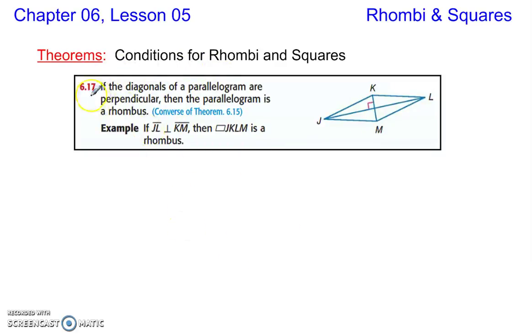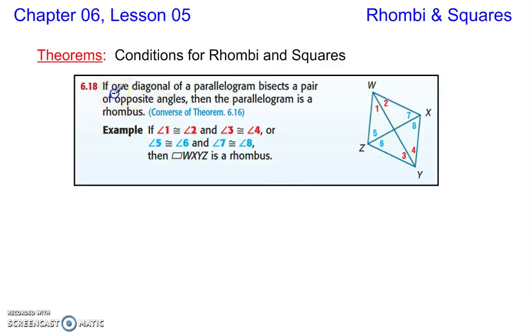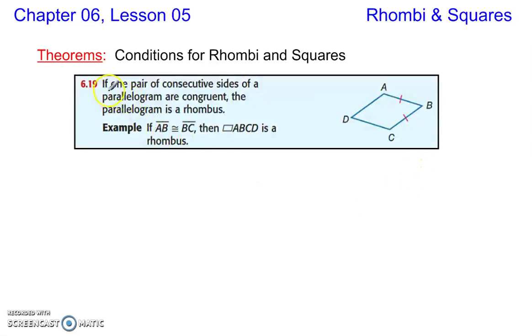So, conditions for them. If the diagonals of a parallelogram are perpendicular, then the parallelogram is a rhombus for sure. Notice only one diagonal of a parallelogram needs to bisect a pair of opposite angles, then the parallelogram is a rhombus. Because if one of them bisects, the other one will automatically do so in a parallelogram. If one pair of consecutive sides, so sides next to each other, are congruent, the parallelogram is a rhombus. Because remember, in a parallelogram, the opposite sides are congruent already.